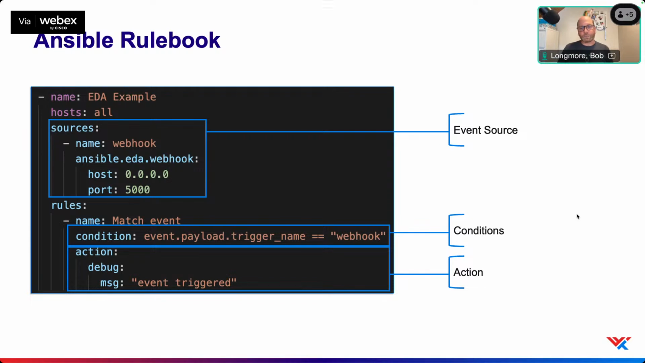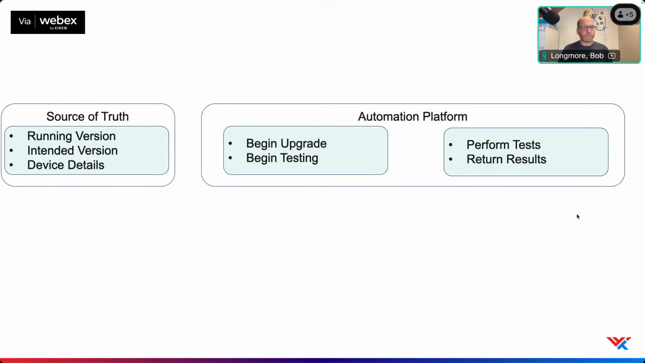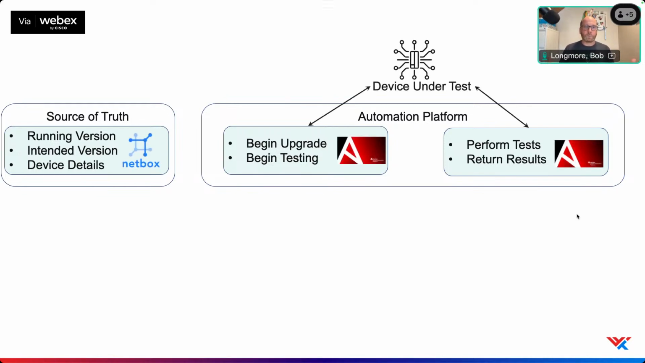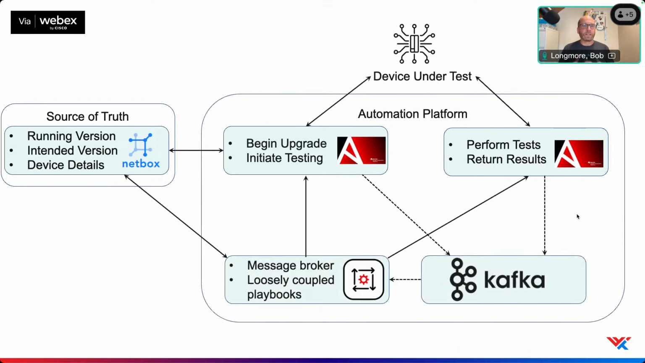And if we bring it back around to SWIM and what we're trying to do, we have our source of truth, which is our intended version, our modeled architecture, as it were. And then we have Ansible Automation Platform that's going to do the upgrading, do the tests, and make a decision if our upgrade was successful or not. For these, we're going to use NetBox for that modeled architecture, and Ansible Automation Platform for the automation. And then we're going to tie in Event-Driven Ansible and Kafka.